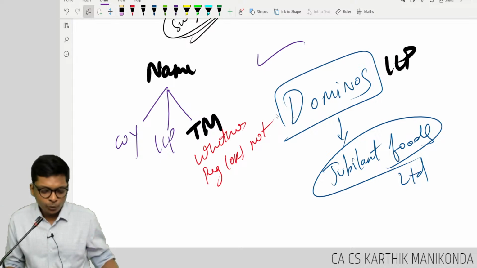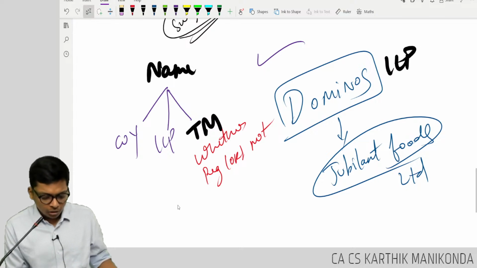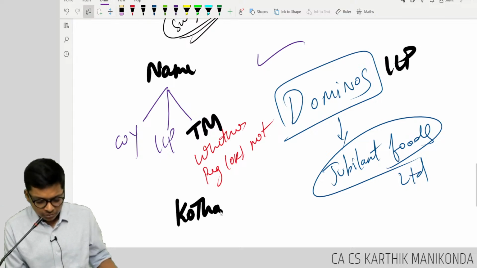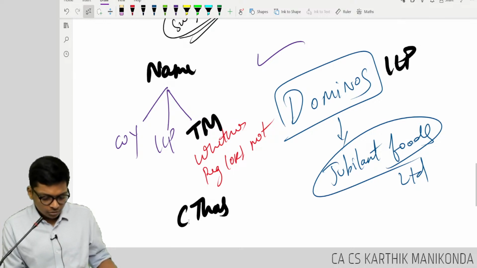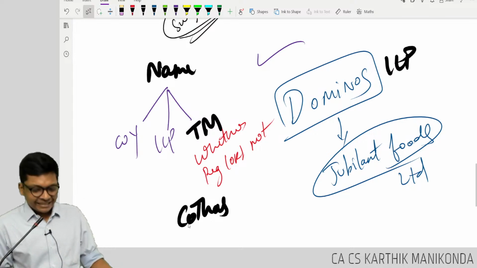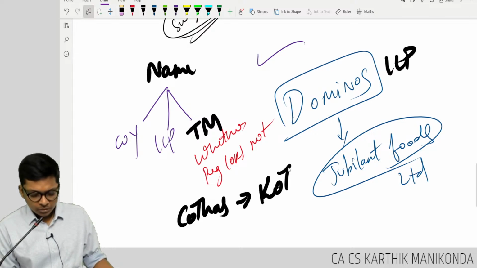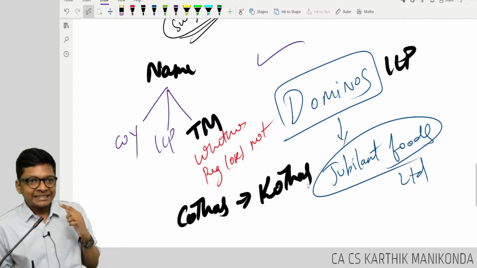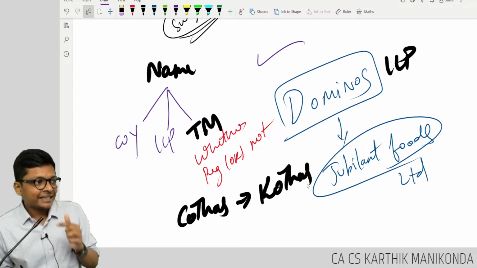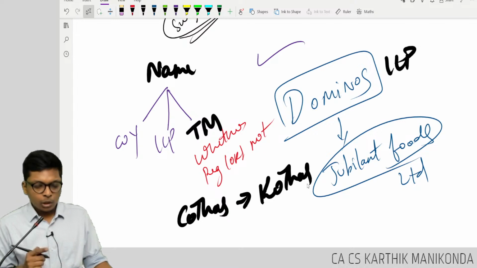Now, in Mylapore, we have a shop called Kothas Coffee, correct? One shop is there. Can I start Kothas with a K? No, this is not allowed. It's identical to an existing trademark. Now coming to the amendment.